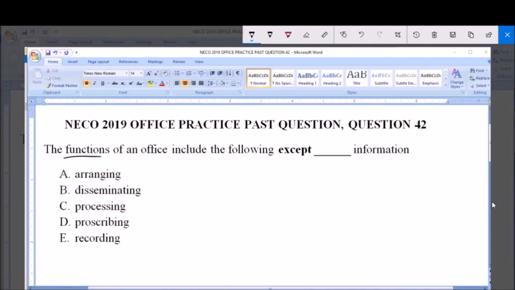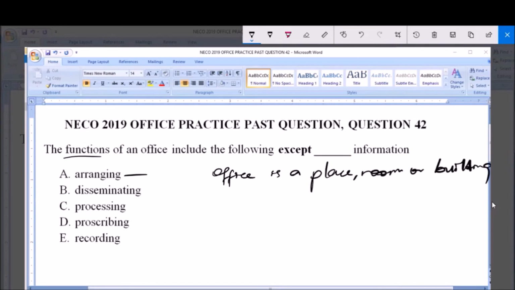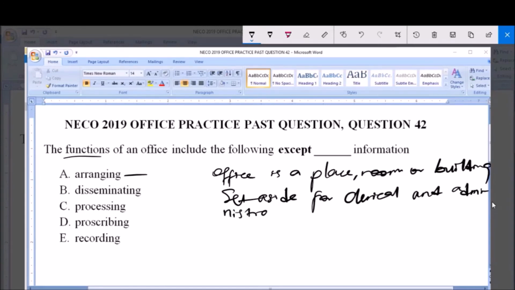Now, A says arranging information. But first of all, let us know what an office is. An office is a place. You can call it a room or building that is set aside for clerical and administrative duties in an organization.